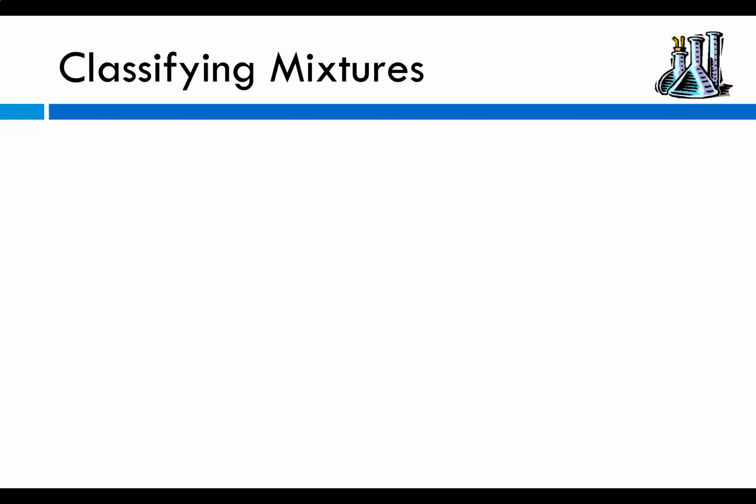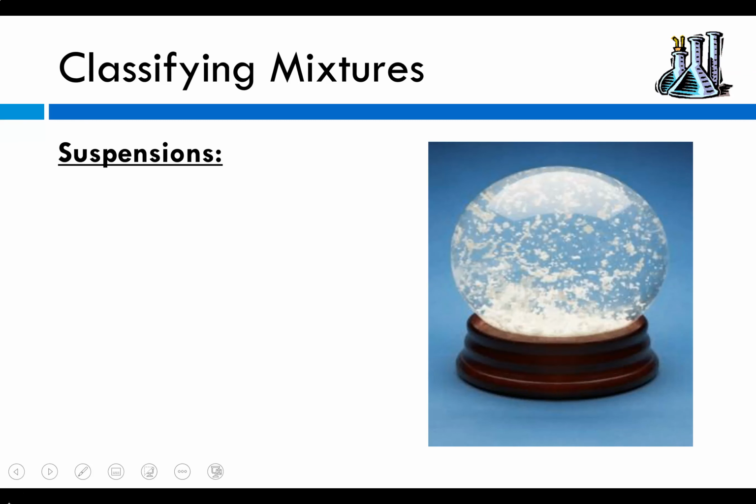I want to talk more about classifying mixtures. Now, most of what we look at in this unit will be solutions, those homogeneous mixtures we just spoke about. But in addition to solutions, we also have something called suspensions. Suspensions, you can think about one of those snow globe things. If you take the snow globe and you shake it up, you make a fairly homogeneous mixture.